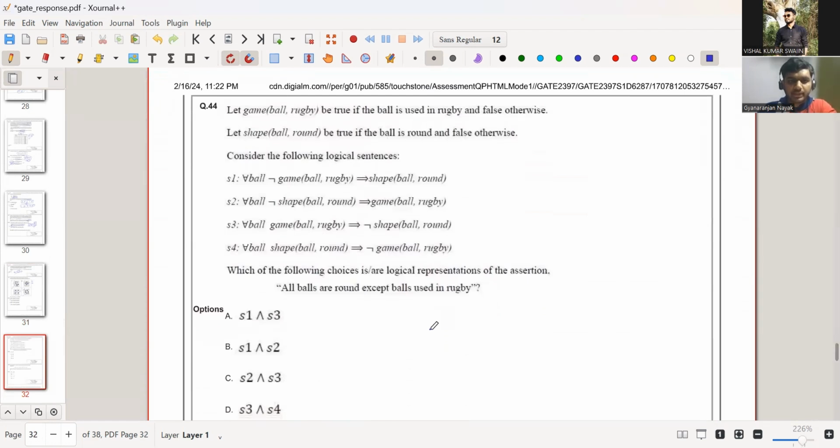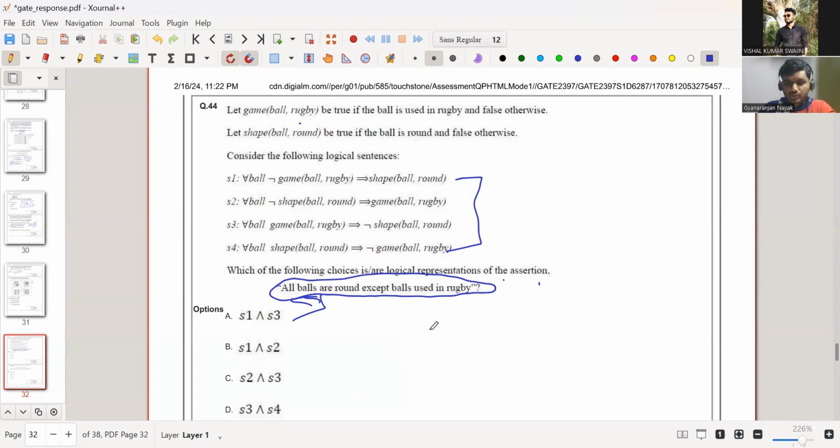Let game ball rugby be true if the ball is used in rugby and false otherwise. Let ball round be true if the ball is round and false otherwise. Consider the following logical sentences. These are four logical sentences. Which one of the following choices is a logical representation of the statement: all balls are round except balls used in rugby? So which logical statement is true for this statement?